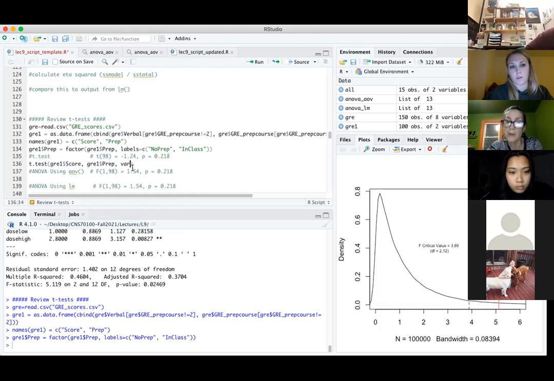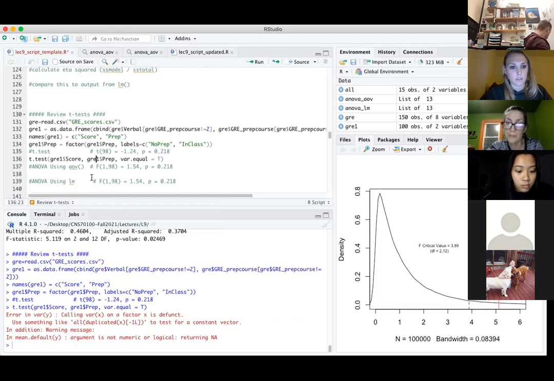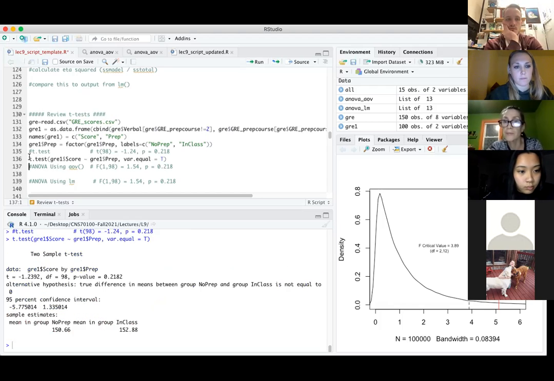Remember, we're going to assume that we have equal variances, so assume that our assumption is not violated. Oh no. Let's see what's happened here. So this should be the formula method. So here we can see this is our standard t-test, right?